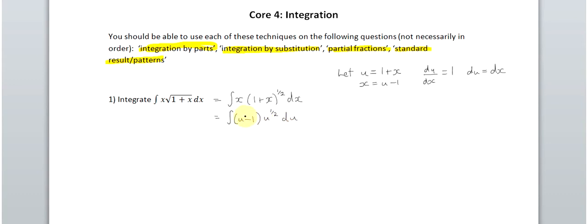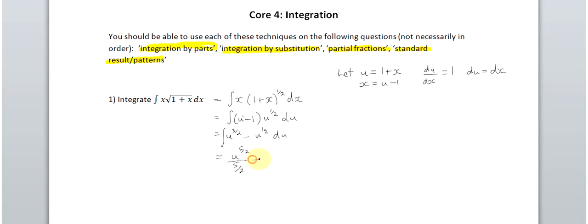And what this has done is it's basically allowed me to multiply it out, because I've now got the brackets to the power 1. So if I multiply that u by that u, then I get u to the power of 3 over 2 minus 1 times u to the power of a half with respect to u. And that, of course, is a fairly trivial integral. So I add 1 to the power, so it becomes 5 halves, and divide by 5 over 2.